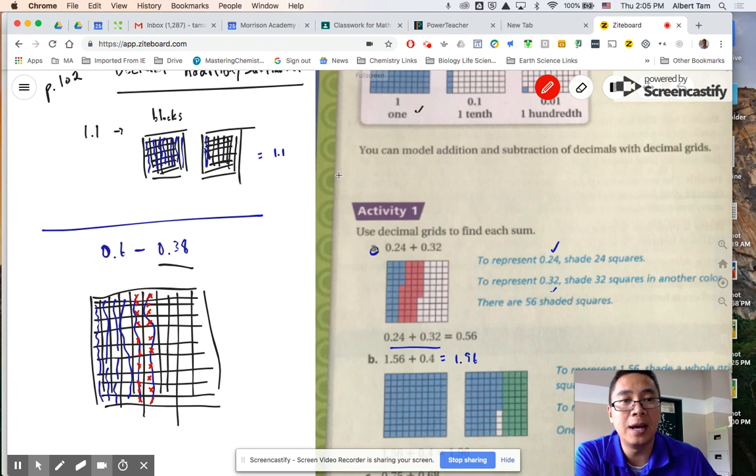When I do that, and I'm just going to stop right there because it's just an introduction, what I would find in the end is exactly 22 blocks without the x's, which would represent 22 hundredths, which is the answer to this question. 6 tenths minus 38 hundredths equals 22 hundredths. Okay, so this is just an introduction to visually representing decimal subtraction and addition. All right, that's it.